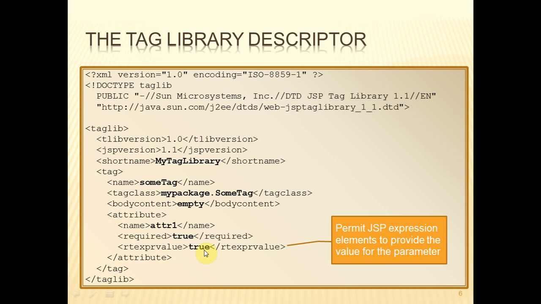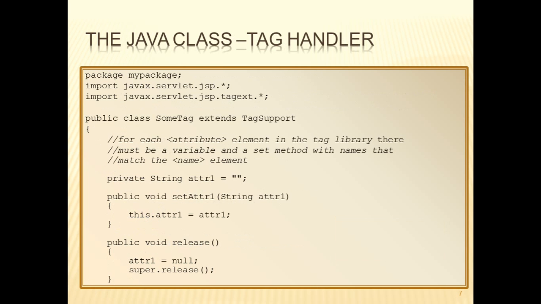And if the tag is going to have multiple attributes, then there will be multiple occurrences of the attribute element in the XML file. So that's the second element. The tag library descriptor for each tag will identify the class that is going to handle the tag. In other words, it defines the code that is going to be executed whenever that tag is encountered.